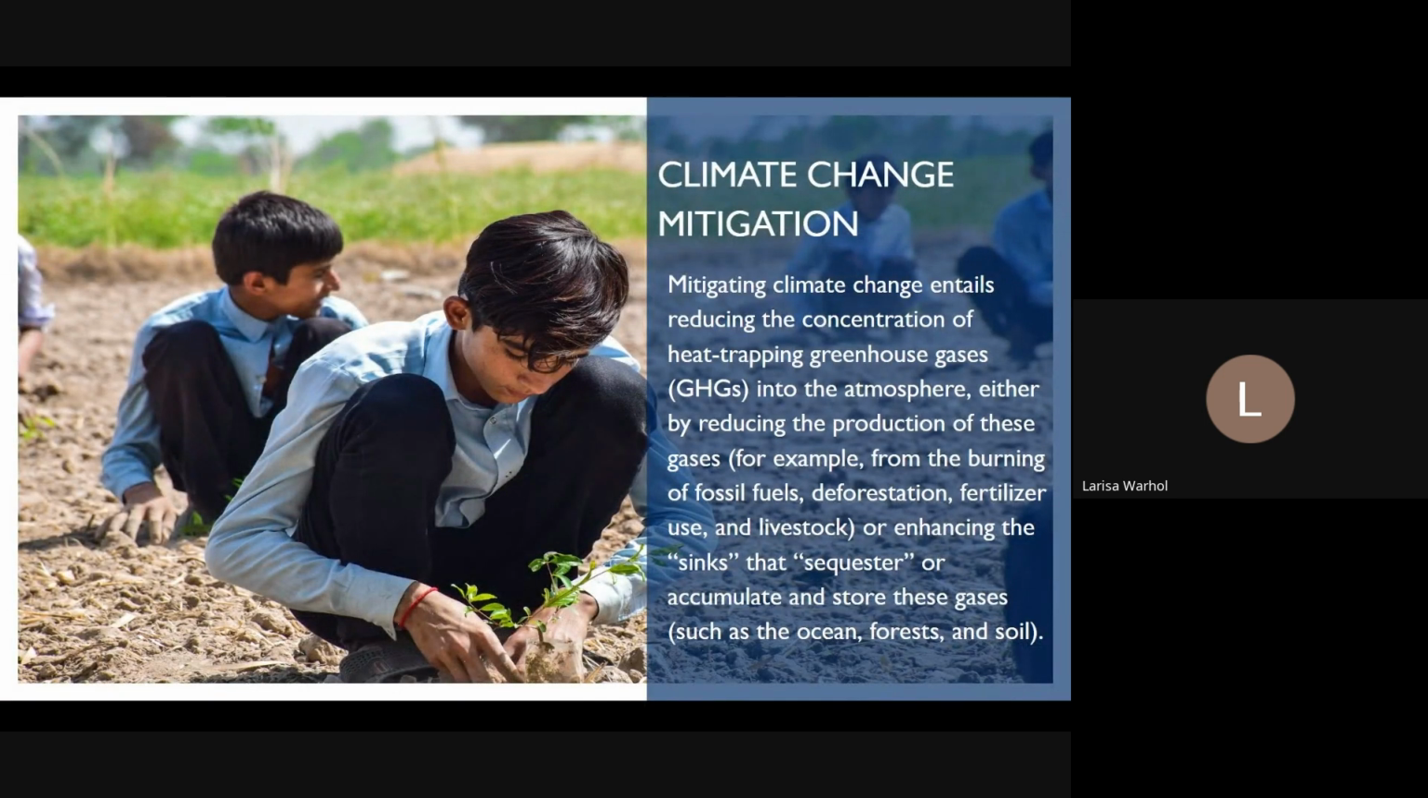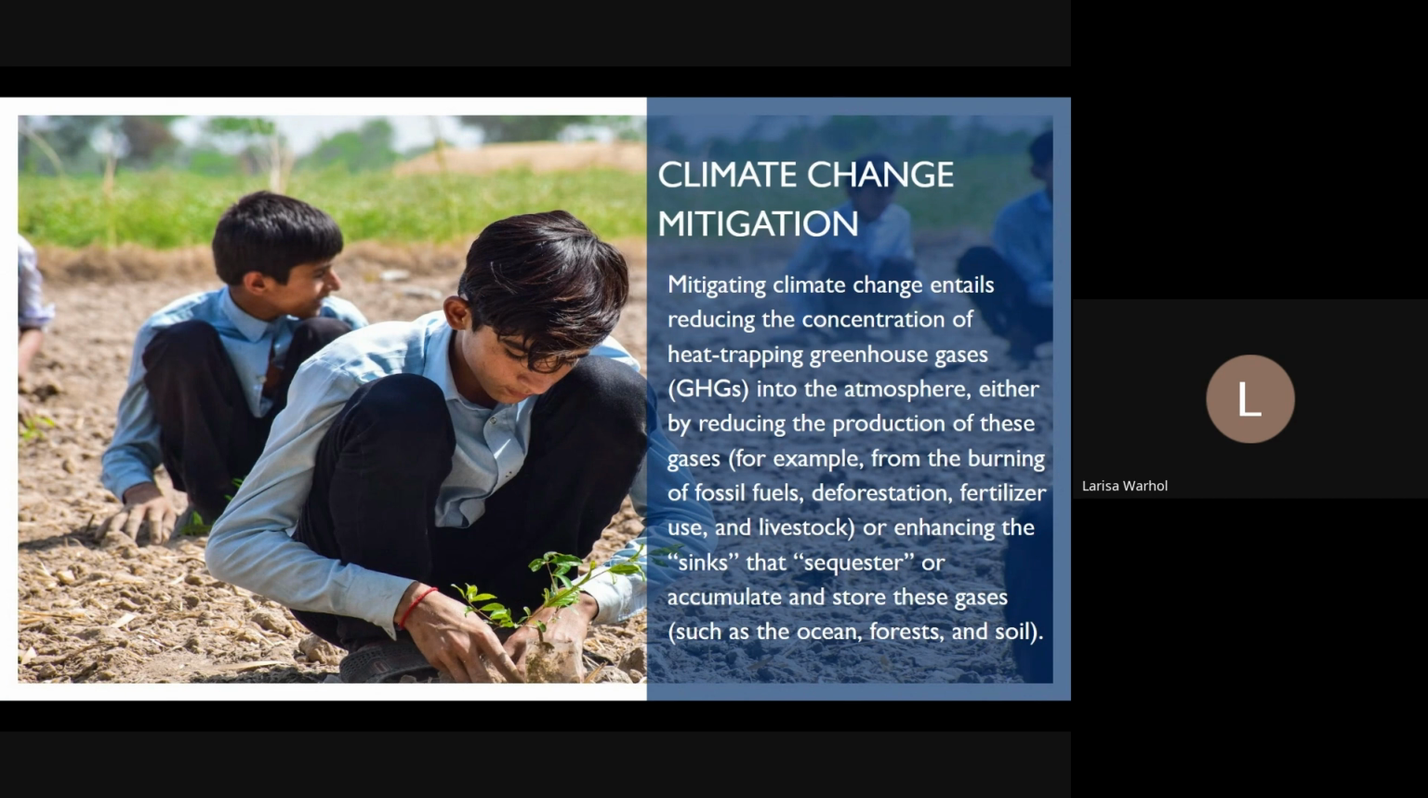So when we talk about natural climate solutions, what we're really talking about is climate change mitigation. And mitigation is reducing the concentration of greenhouse gases in the atmosphere. And we do this two ways. You can either do this by reducing the production of these gases or by enhancing the so-called sinks that sequester or accumulate and store these gases.